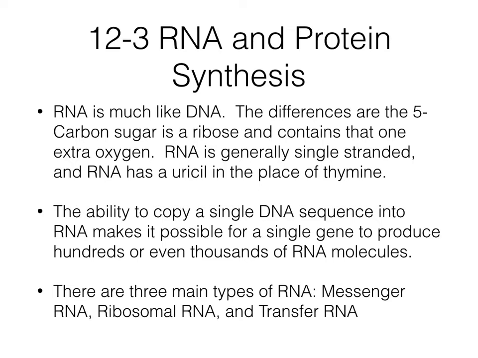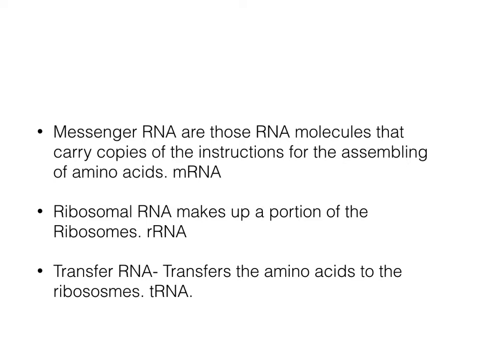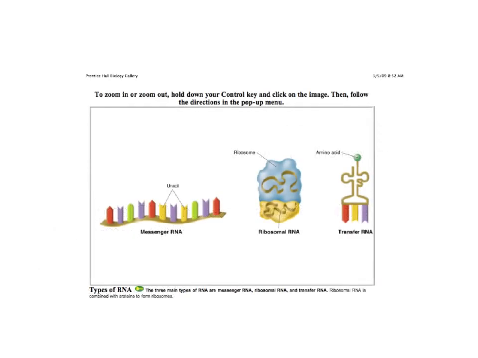And there are 3 main types of RNA: messenger RNA, ribosomal RNA, and transfer RNA. Messenger RNA, also known as mRNA, are those molecules that carry the instructions for assembling of amino acids. Ribosomal RNA, rRNA, makes up a portion of the ribosome, which is the site of protein synthesis, as we know, and tRNA transfers the amino acids to the ribosome. Take a look right here. We have a picture of mRNA starting on the left, in the middle rRNA, ribosomal, and all the way to the right is tRNA, which is carrying the amino acid.